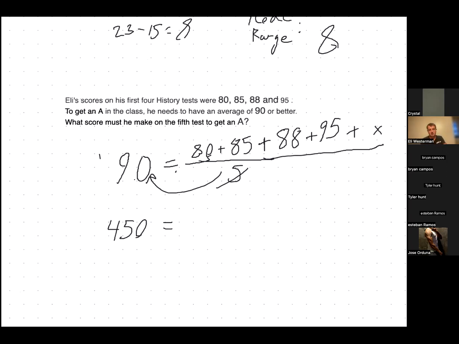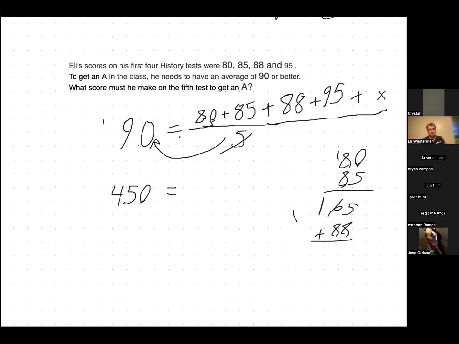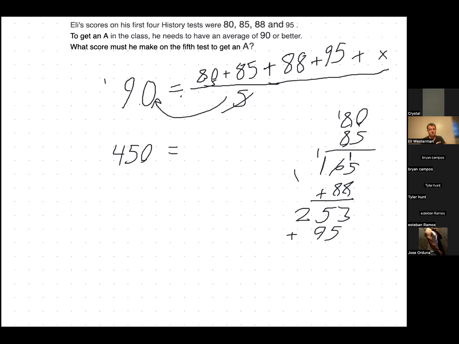Now let's add these up. 80, 85 is 165. Now let's add the 88 to that. That's 13, carry the 1. That's 15, carry the 1, 253. Let's add 95. 3 plus 5 is 8. 5 plus 4 is 14. 348.